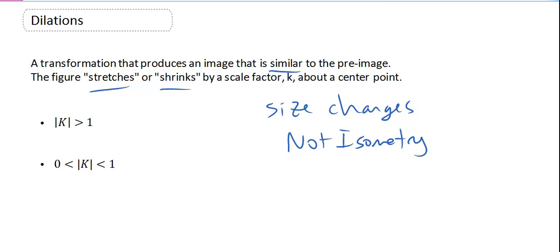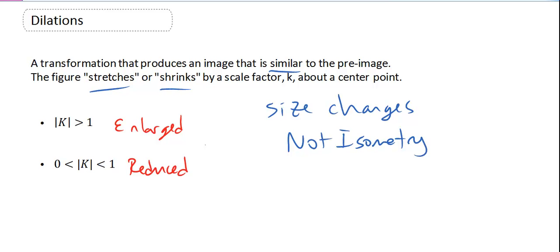And we have two situations here. If our scale factor is greater than 1, then our image will be enlarged. Of course, it'll be a stretch. And if it's between 0 and 1, it's going to be a shrink. The size is going to be reduced. And we're going to talk about what happens if the scale factor is negative as well in a second.